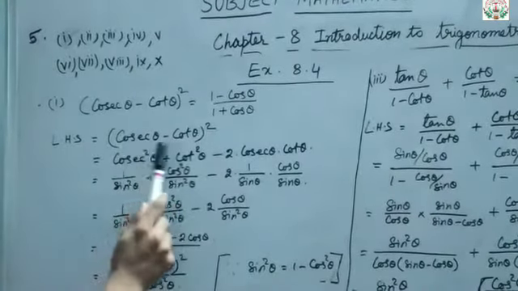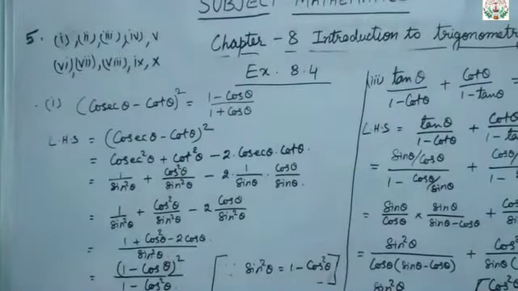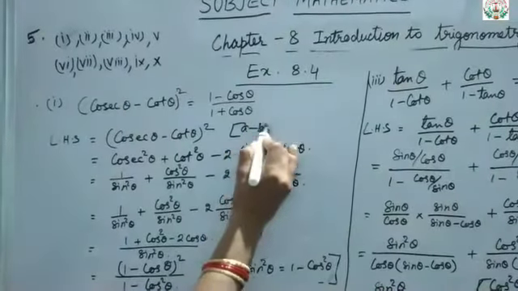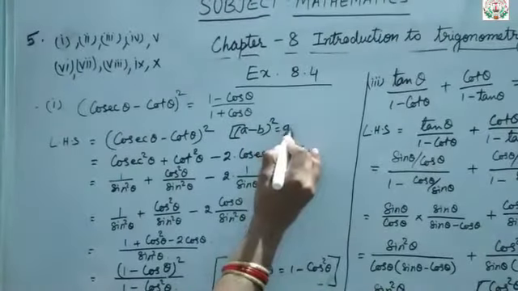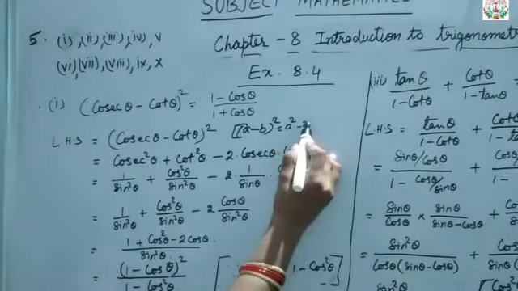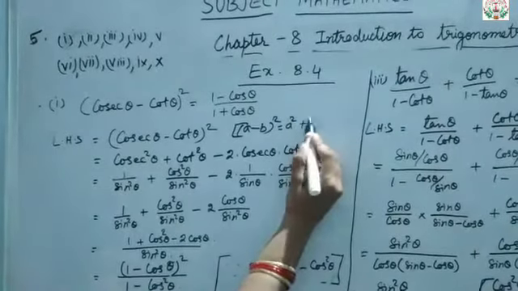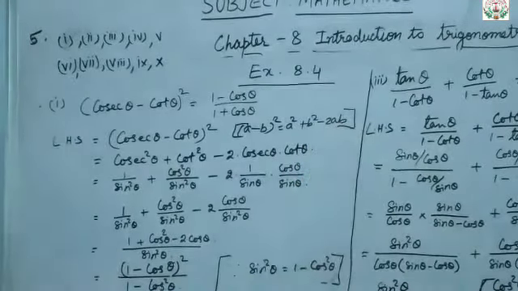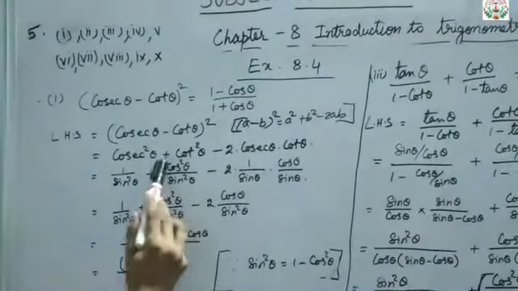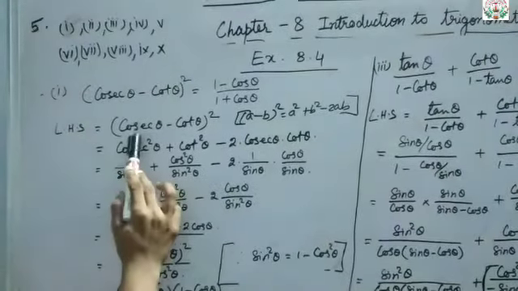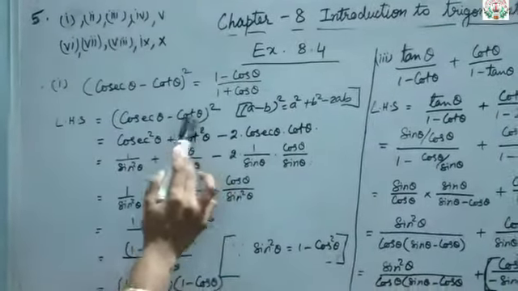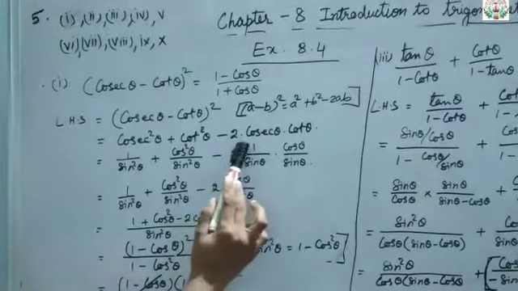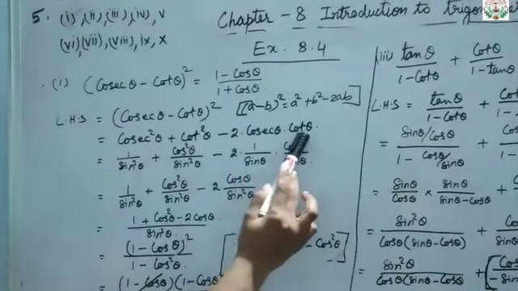So whole square means the (A minus B) whole square formula, which we know. So here we will put that formula: (A minus B) whole square equals A square minus 2AB, or we can write A square plus B square minus 2AB. This identity we are going to use and put here. Here A is cosec theta and B is cot theta. So here cosec square theta plus cot square theta minus 2 into cosec theta into cot theta.